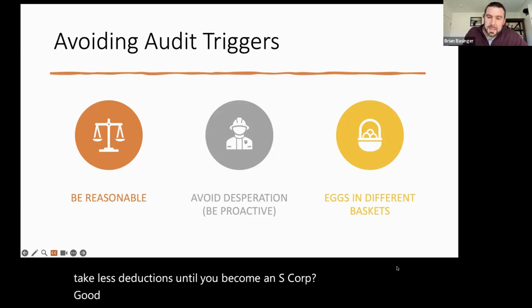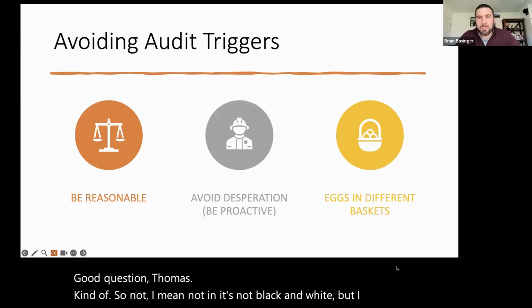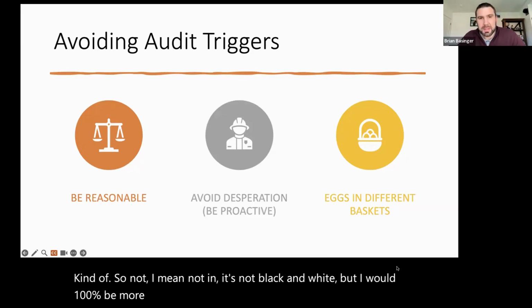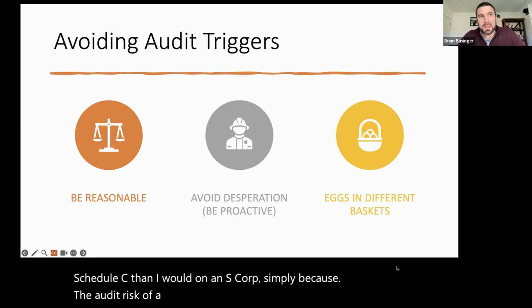Good question, Thomas. Kind of. Yeah. So it's not black and white, but yeah, I would 100% be more conservative about the deductions I take on a Schedule C than I would on an S Corp. Simply because the audit risk of a Schedule C just by itself is higher.